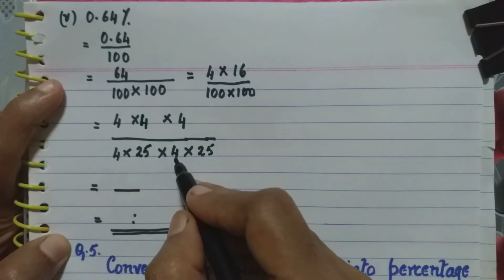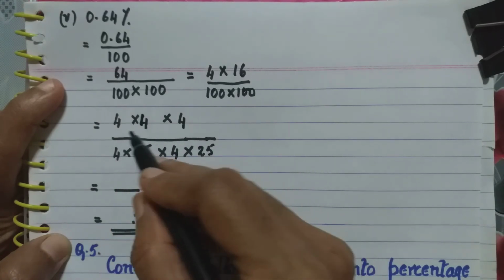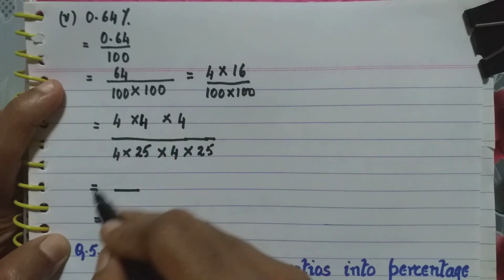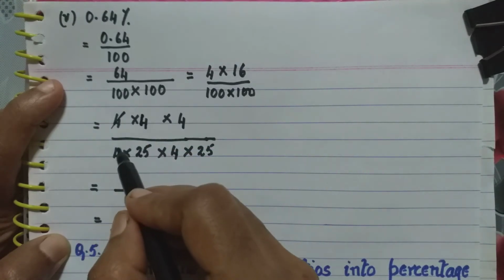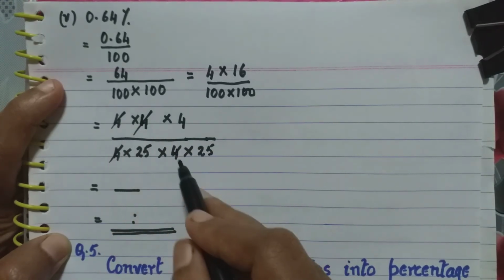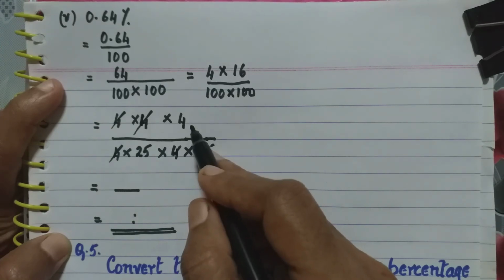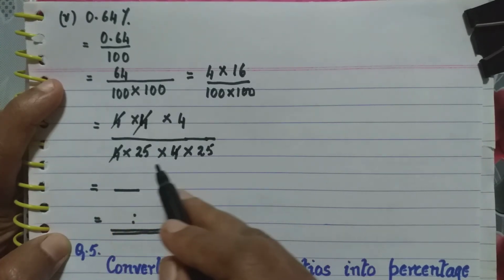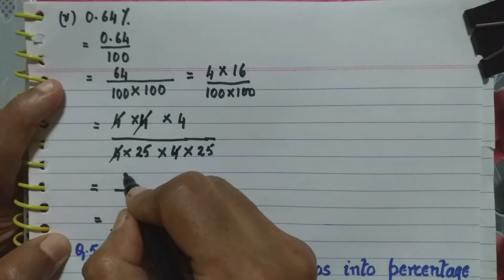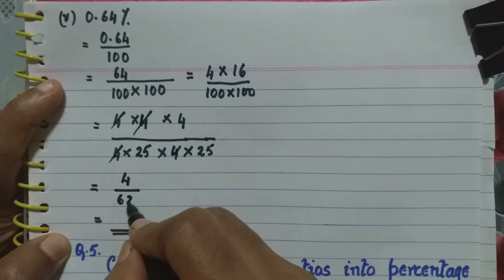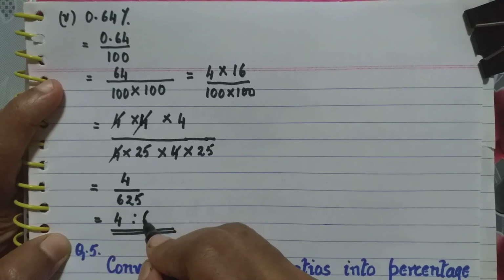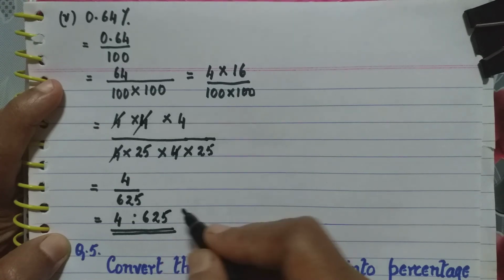Now you see here I have 2 fours in the denominator, and that is why it was required that I split the 16 into 4 into 4, so that I can cancel the 4s easily. See this, how I am cancelling the 4s. 1 in the numerator, 1 in the denominator, 1 in the numerator, 1 in the denominator. Therefore, the answer will be 4 upon 25 into 25, which is 625. So 4 upon 625, which is written as a ratio as 4 is to 625.